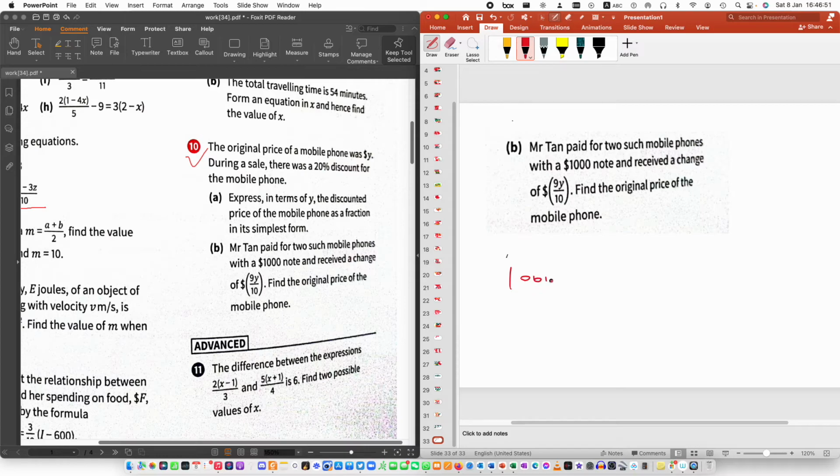So you form the tree branch by doing this. You have $1,000, right? Split. So you purchase 2 phones. Do you know how much? You don't know yet. By the way, part B and part A, they are different. So you don't know how much, right? But you know that you receive this 9y over 10 at the end. Right? This is the left. Are you clear? So how do you get the question mark? The question mark is? Or how do you form an equation out of the tree branch? How do you?